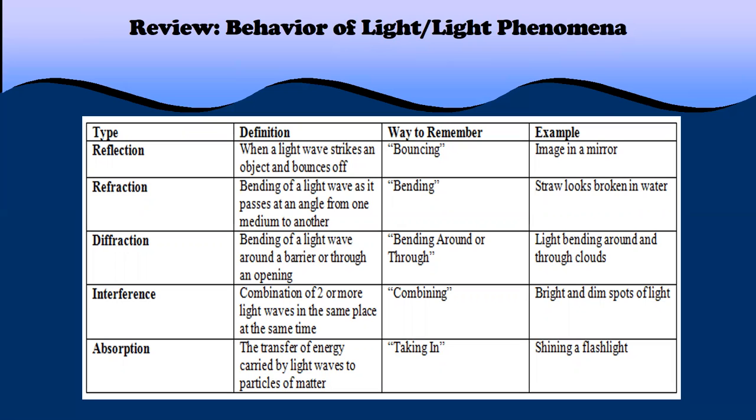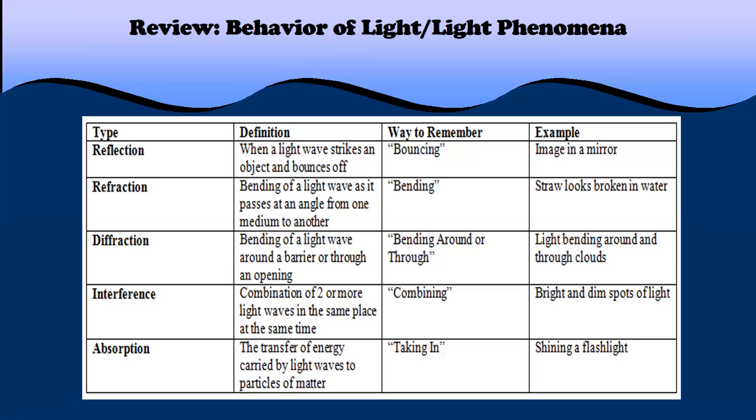Whatever's looking back at us in the mirror is light bouncing off that mirror to our eyes, and we see a reflection. The next one is refraction. Refraction, remember the word bending, right? Light bends, it refracts, when it passes from one medium to another. Remember the speed of light is very, very fast, and it travels faster through air than it does water. So when it travels from one medium to another, one state of matter to another, it slows down, which causes it to bend.